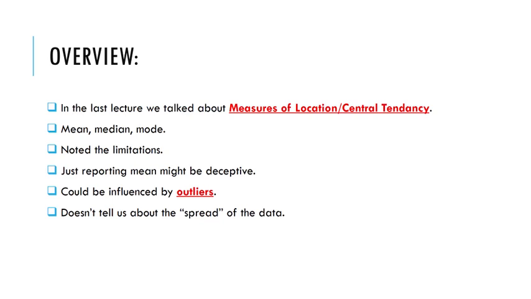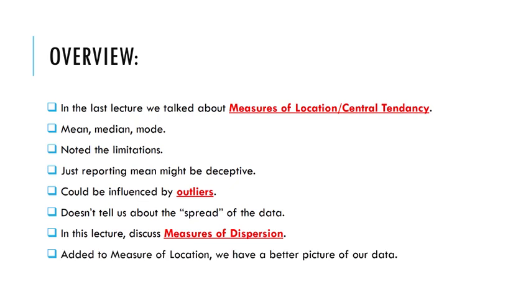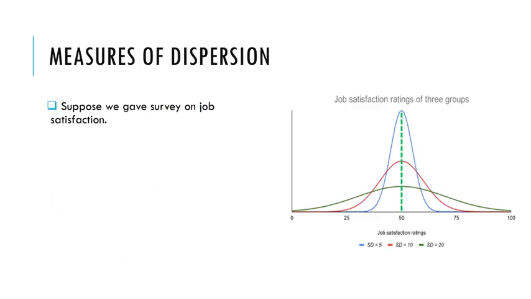But the thing that we're going to talk about in this lecture is that a mean or a median or a mode doesn't tell us anything about the spread of the data. And the spread of the data is going to be really important to us as we continue in this class. So that's why we're talking about measures of dispersion. And measures of dispersion are just measures of spread. So when we add our measures of dispersion to our measures of location, well, we get a much better picture of our data. So here's an example.